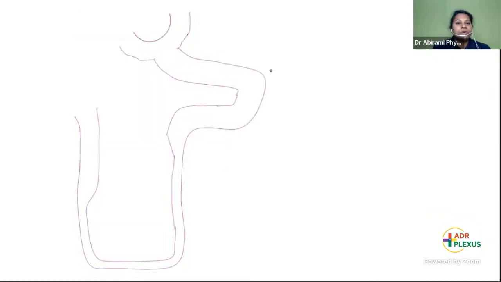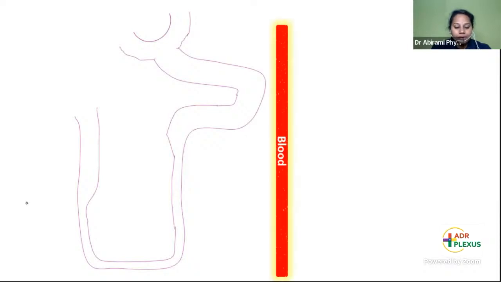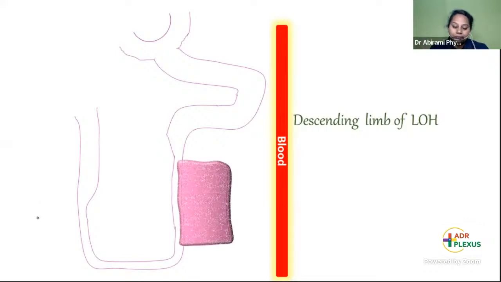Next, let's move on to the other segment. The proximal convoluted tubule continues as the descending limb of the loop of Henle. The descending limb of the loop of Henle is very, very easy to learn because it does not have any channels for salt reabsorption. It has only one channel for water reabsorption, which is aquaporin 1, through which water is reabsorbed. Simple. Only aquaporin 1, water reabsorption. That's all.